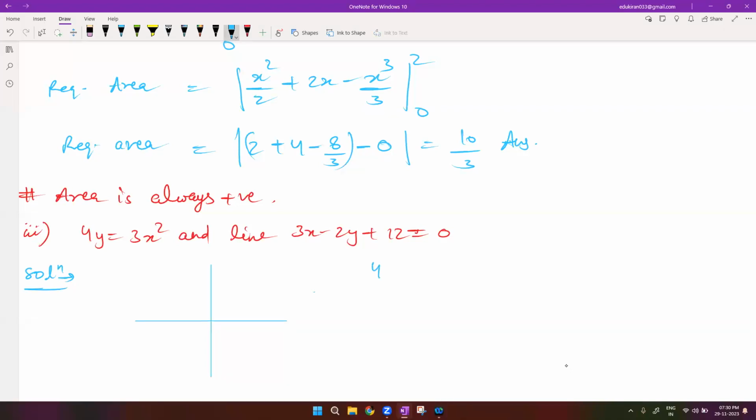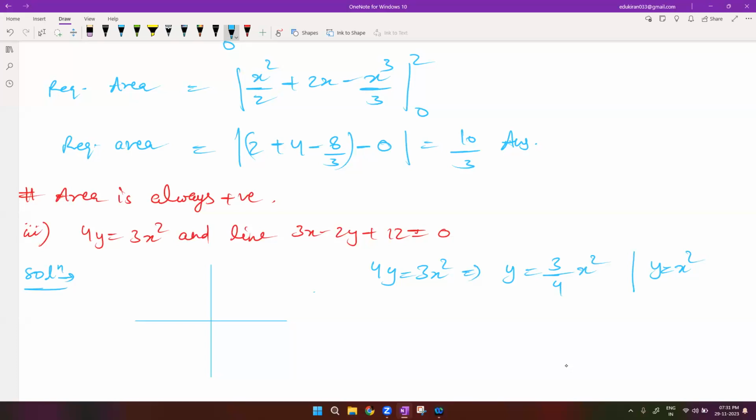So 4y is equal to 3x square can be written as y is equal to 3 by 4 x square. Correct? This is a parabola. Which kind of parabola? Upper parabola. Because this is also like x square is equal to 4ay. Now see, I am not scaling this graph. I know the y is equal to x square graph, right? I can just simply compare both of them.